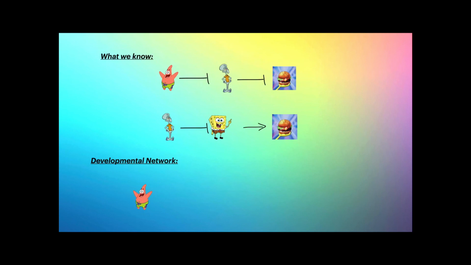Now, let's put these two pathways together. We know that Patrick inhibits Squidward, Squidward inhibits Spongebob, and that Spongebob essentially activates the Krabby Patty. So that is the developmental network for this particular example.